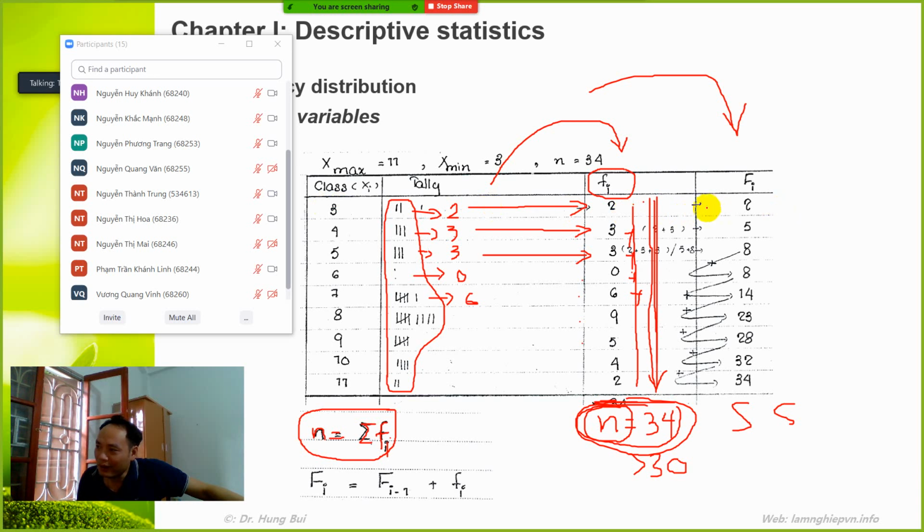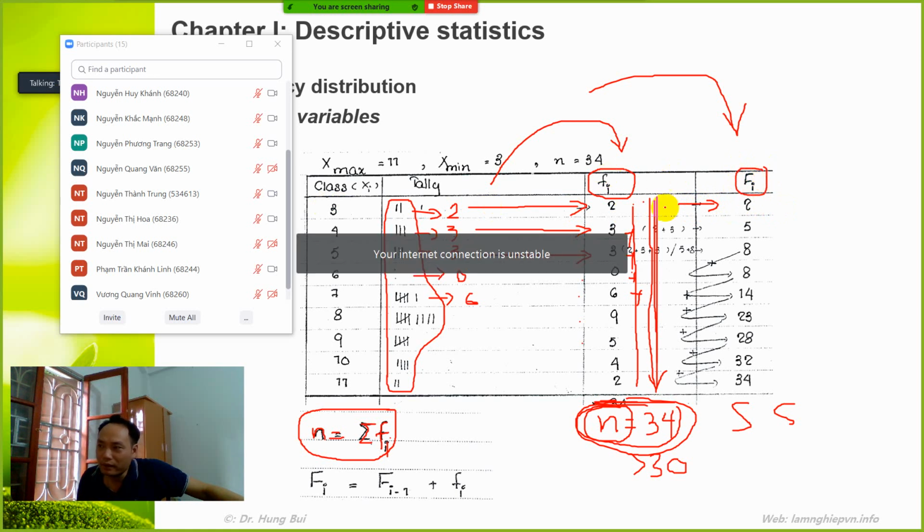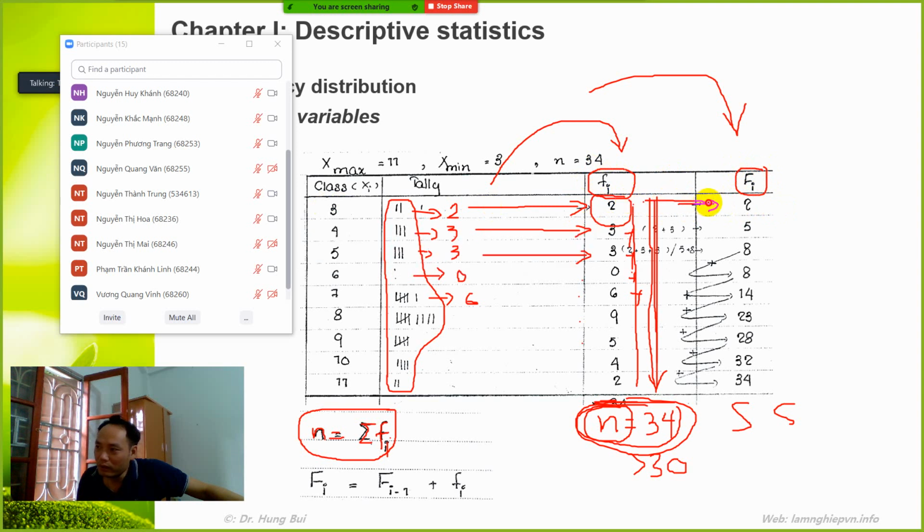Okay, so for the first class, we just move, the relative frequency is equal to the frequency. So for the first class, here's 2. We just move and write, here's 2 also. For the first class, relative frequency is equal to frequency. So write down 2. Okay? Did you finish?